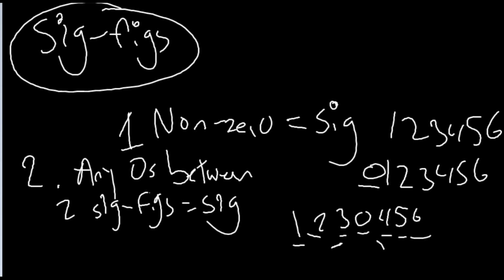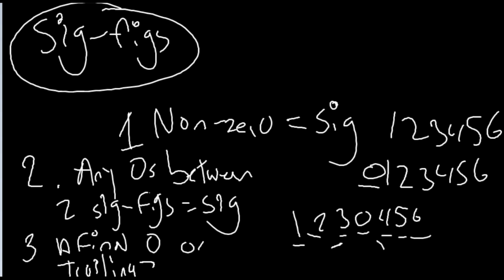Now the final rule, I don't know if I can squeeze this in, is that a final 0 or trailing 0 only are significant in the decimal portion, sorry. So a final 0, okay, I'm going to have to redo this part. God damn it.